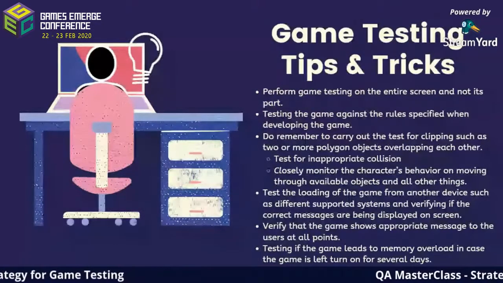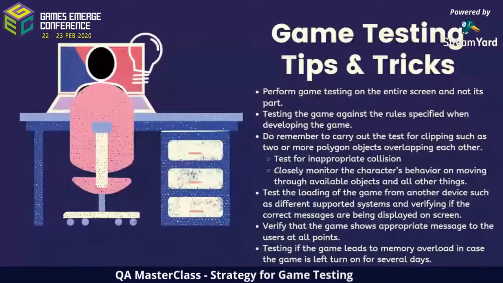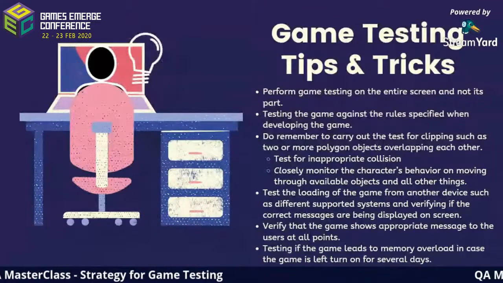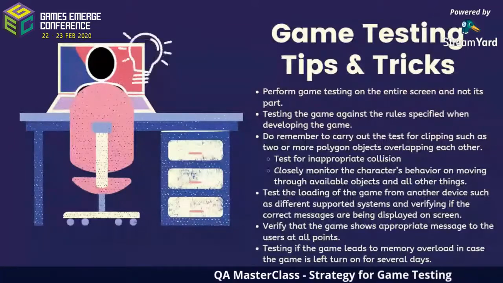Okay, so try to overlap objects, try to move into places that are not supposed to move. That's where you see maybe sprites are overlapping. That's where you see maybe your characters blending into the environments. You don't want that to happen.